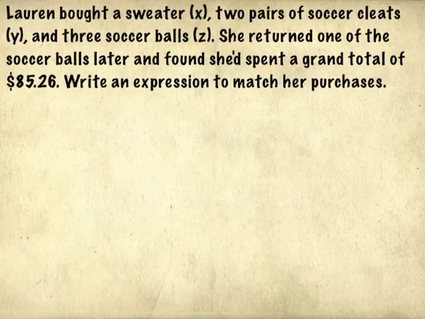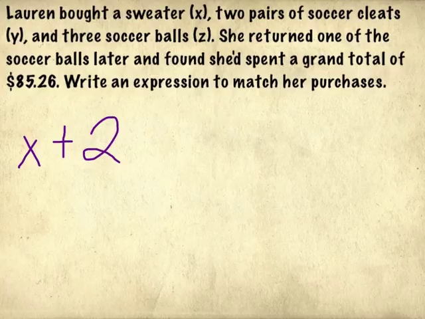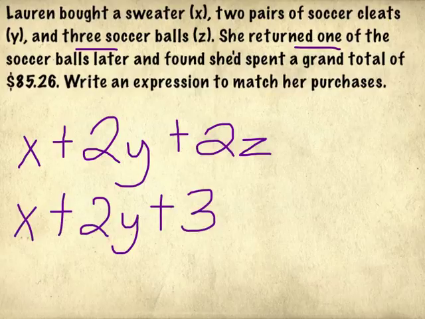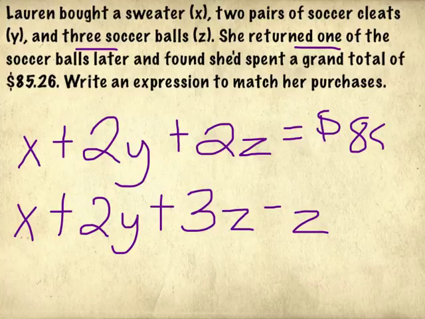Alright, so Lauren bought 1 sweater, and that's X, so I'm going to start by putting in X. She bought 2 pairs of soccer cleats, which are Y, so I'm going to write those 2Y. Now, she bought 3 soccer balls, but she returned one of them later. So I have a choice here. I could either put plus 2Z, because she bought 3 and returned 1, so that'll be 2. Or I could put X plus 2Y plus 3Z take away Z, if I wanted to. It doesn't matter. It will give me the same answer, which will be, of course, $85.26.